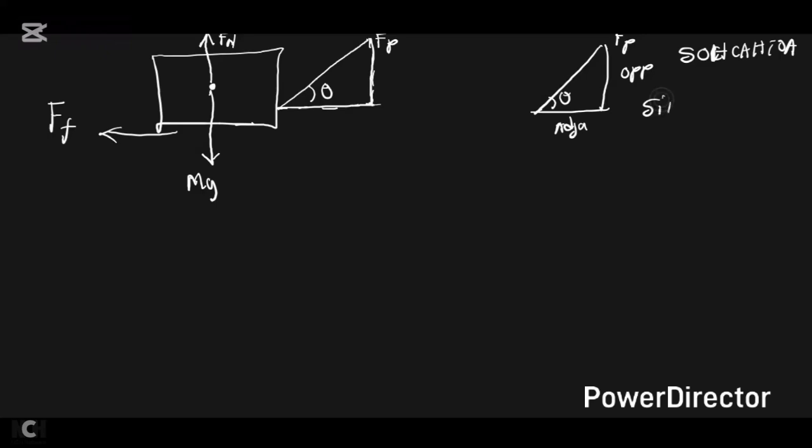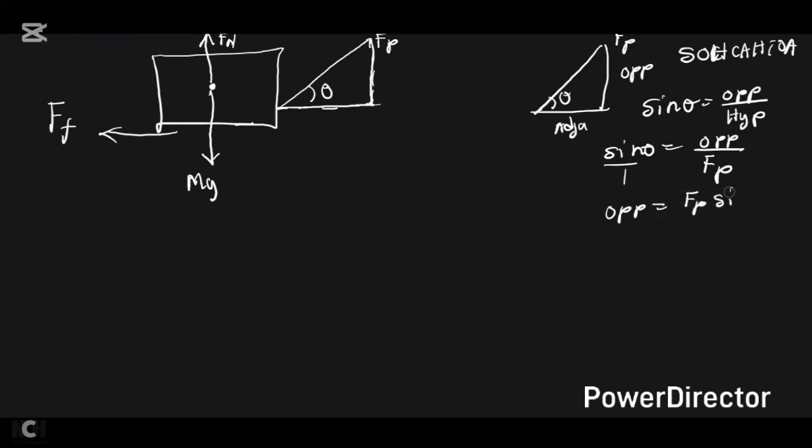So we say sine theta is equal to opposite over hypotenuse. What's the opposite? It is the one that you're looking for. Then what is the hypotenuse? The hypotenuse is from here up there, which is FP. Let's make the opposite the subject of the formula, so P is equal to FP sine theta. So the force here is FP sine theta. This was the force that was being put in the y-axis.